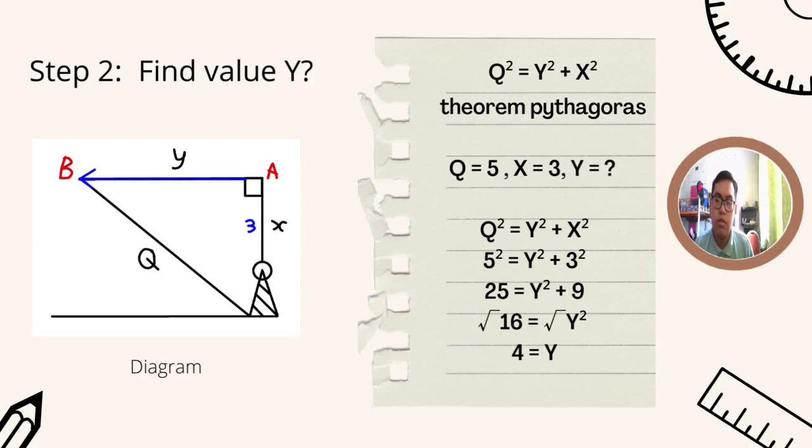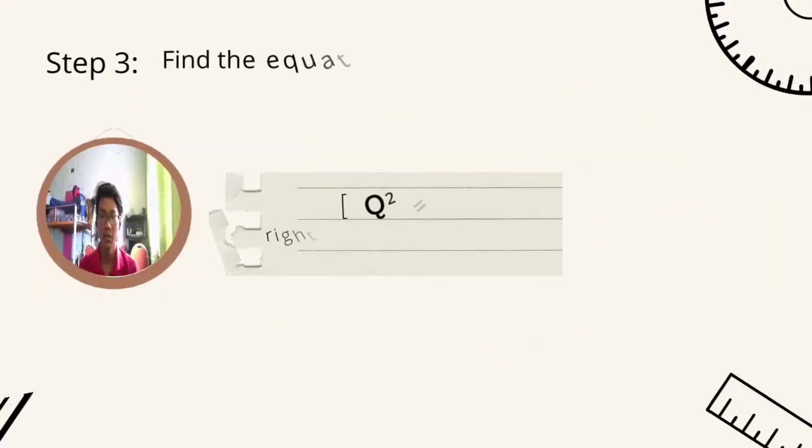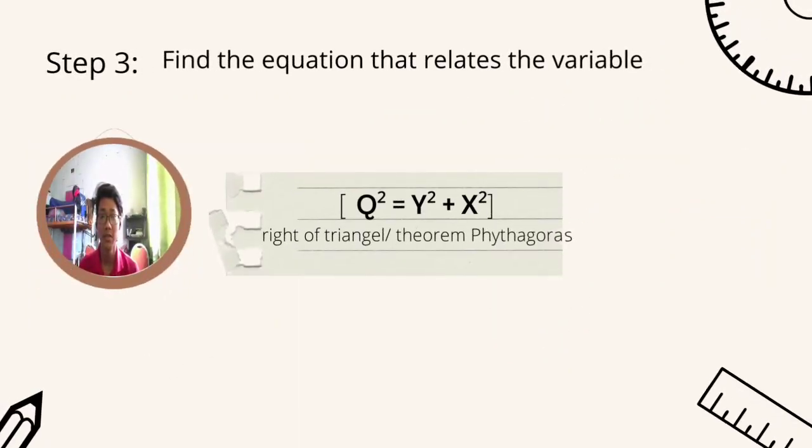So I'm going to pass to the next presenter to finish step 3 until step 5. Assalamualaikum warahmatullahi wabarakatuh. My name is KHAIRUL and I will continue from step 3 until step 5. In step 3, we will find the equation that relates the variables. Based on the diagram in step 1, the diagram looks like a right angle triangle, so we will use the formula of a right angle triangle, the Pythagorean theorem.